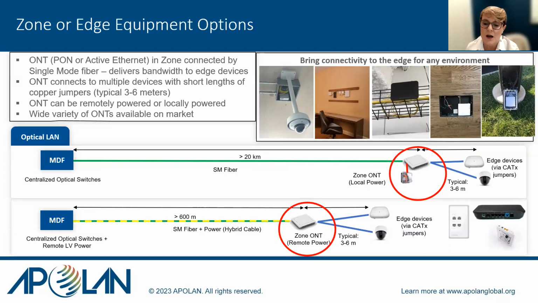Typically, this is a short sort of copper patch cord, about 3 to 6 meters long. And there are many different options on the market today for how many ports these ONTs can deliver and the amount of power or PoE that they can deliver to the edge device. You'll see here some options with multiple ports. You can have an in-wall version. You can have them indoor or indoor-outdoor mounted. And again, I just want to give you some ideas here from these photos about the options that are available in terms of mounting and where you place these optical network terminals in your network.